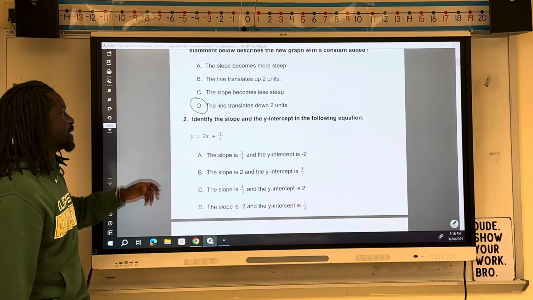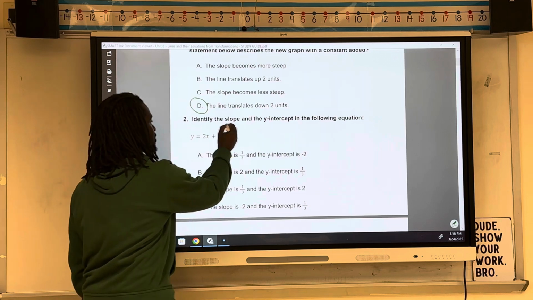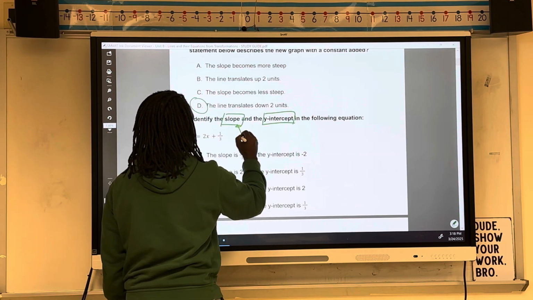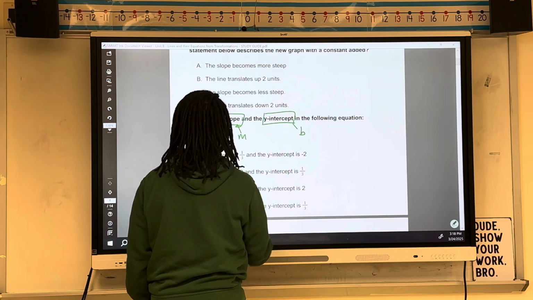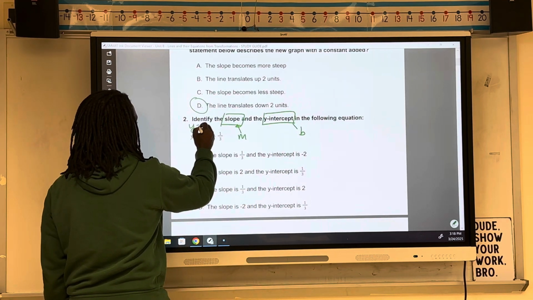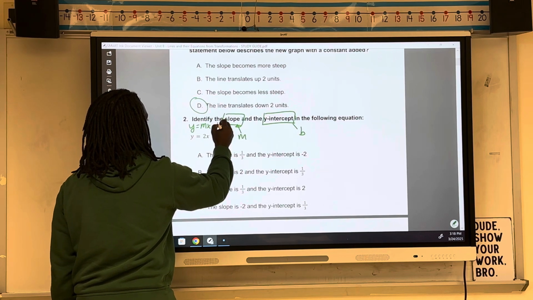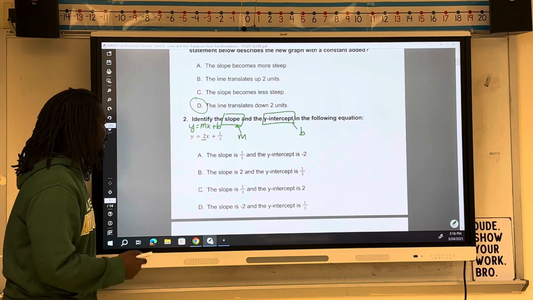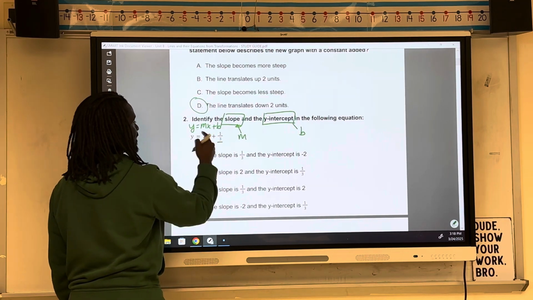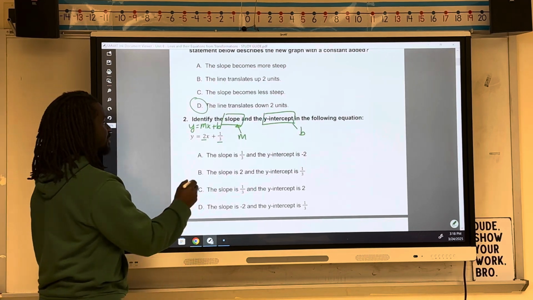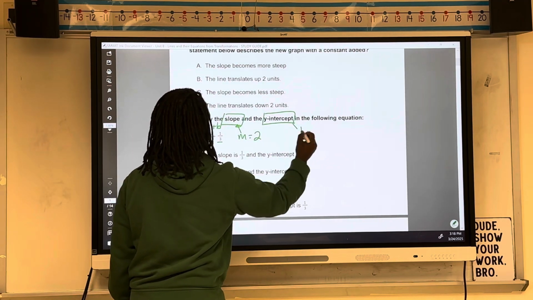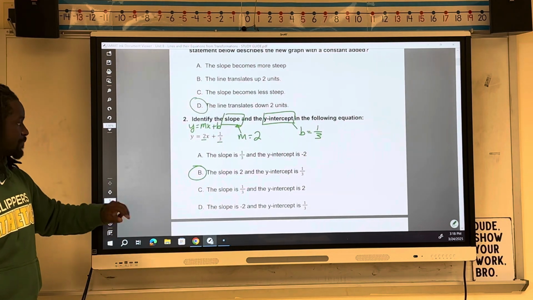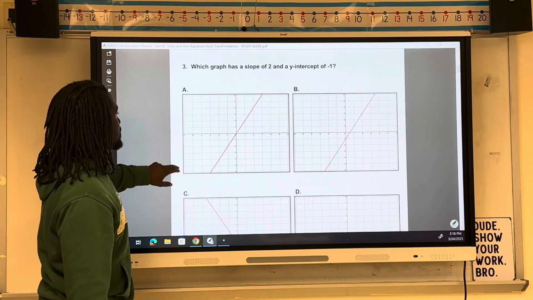Question number 2. Identify the slope and the y-intercept. So we're looking for the slope and the y-intercept. Well, the slope is the m and the y-intercept is the b when it is written in slope-intercept form, y equals mx plus b. All right? And so this is just real simple. My m is my slope, my b is my y-intercept. So my slope equals 2, and then my b equals 1/3. Okay, so that is B.